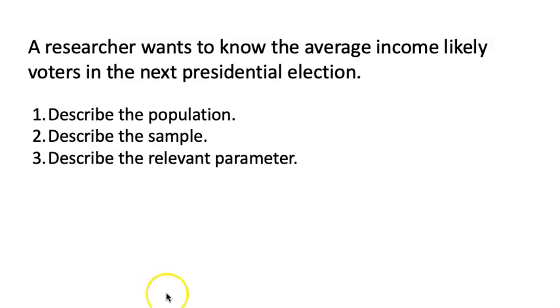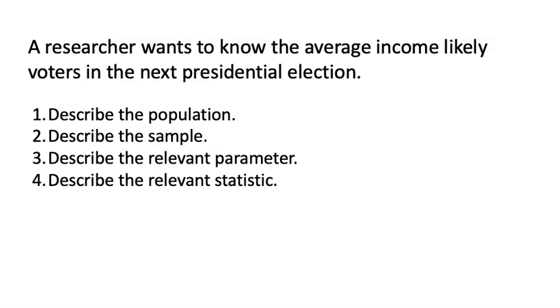What's the parameter? Assuming we could do a census, and we had the entire population of all likely voters in the next presidential election, if we had everybody's income, the relevant parameter would be the average income for everybody among all likely voters in the next election. That's our relevant parameter. A relevant statistic, well, we're going to get a sample of a couple hundred people. We're going to take their average income, and that should, if the sample is truly a random, representative group, fairly well predict the average for the entire population.